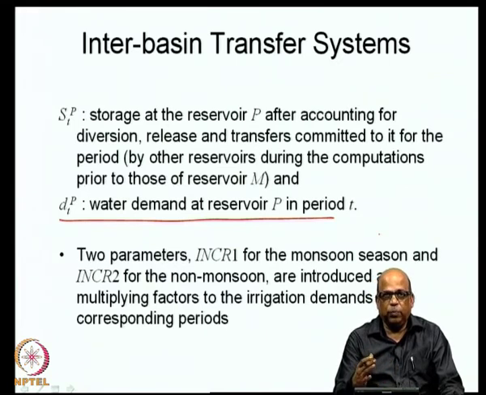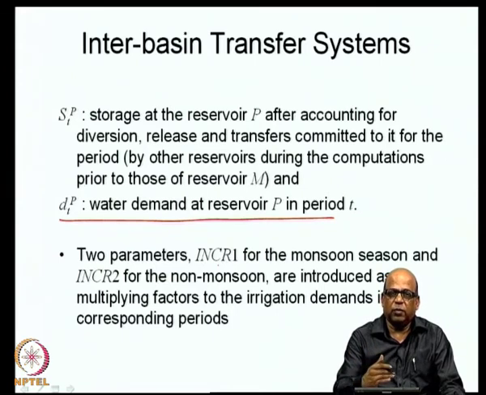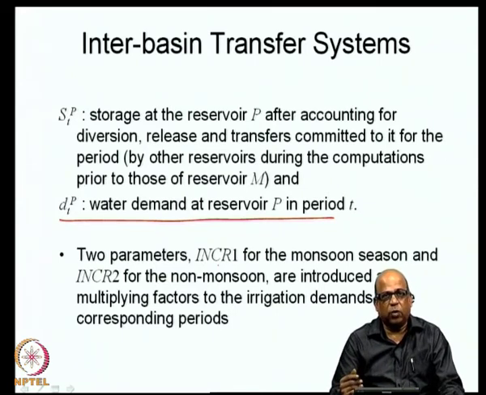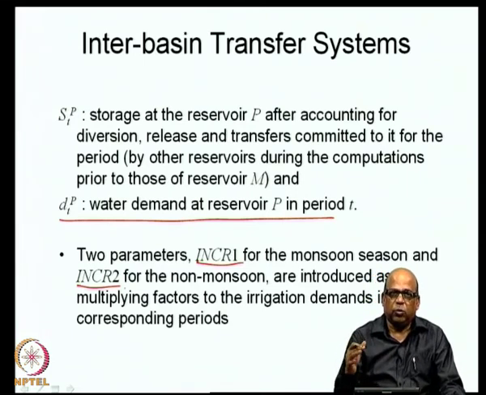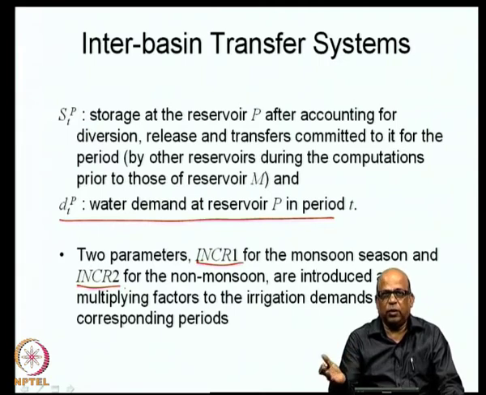So, once we are able to meet all the demands, then we start looking at to what extent we can increase the irrigation potential, to what extent we can increase the hydropower potential, etc. So, we start multiplying the demands and then start looking at how best the water can be utilized, and that is where we put two factors, INCR 1 and INCR 2 for the two seasons, monsoon season and non-monsoon season, to see in monsoon season whether we can increase and by what extent we can increase, and in non-monsoon season to what extent we can increase.